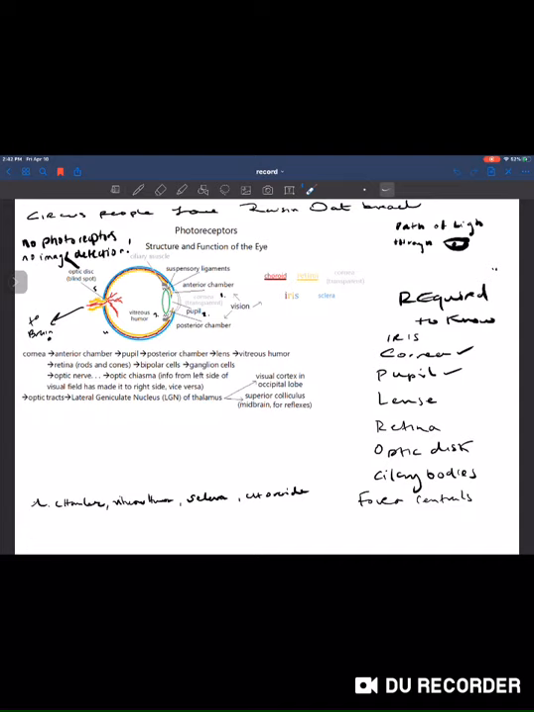So you have the iris, and the iris is the colored part of the eye, and it's responsible for pupil diameter. You have the lens, and the lens is a biconvex structure that focuses light onto the retina. The retina is back here. It's on the back of the eye. And the lens, coming back to the lens, helps to focus or bend light back to the part of the eye called the retina.